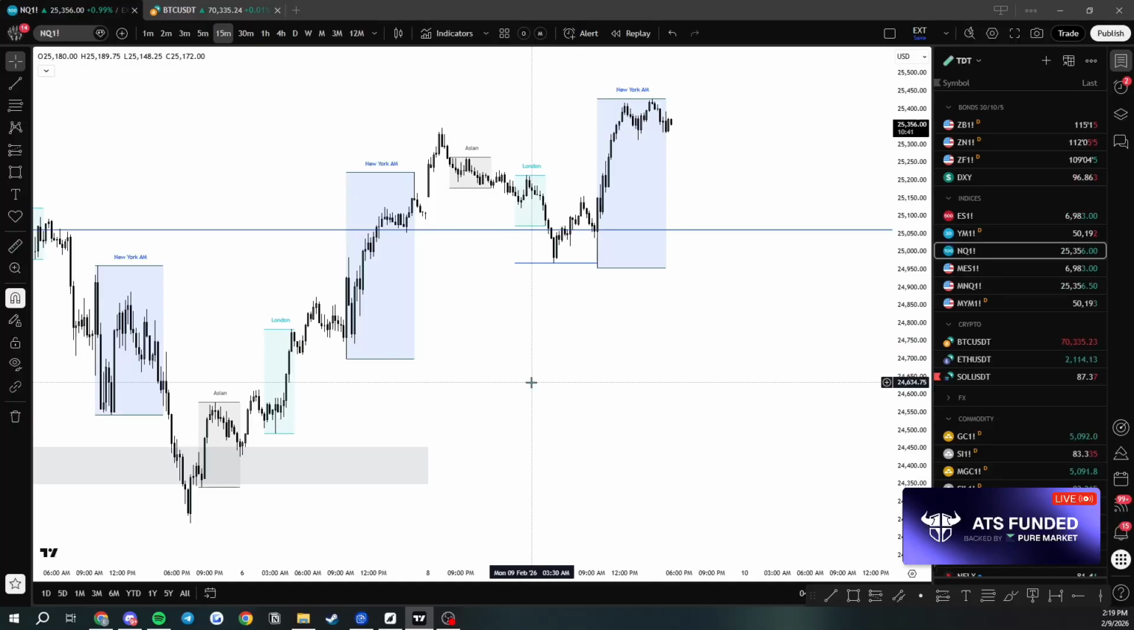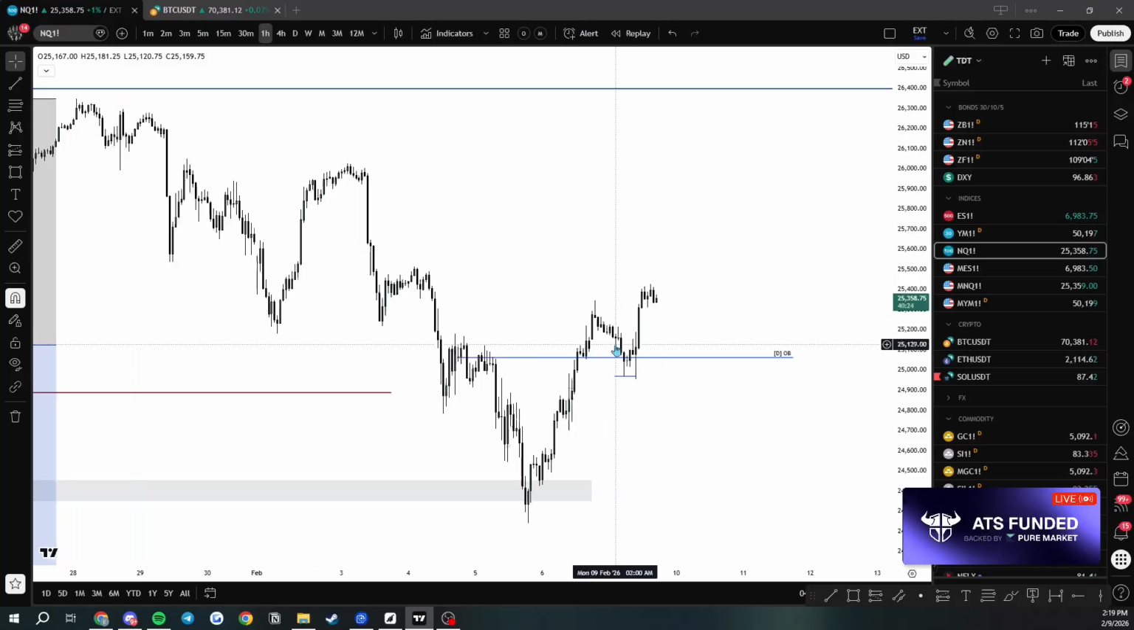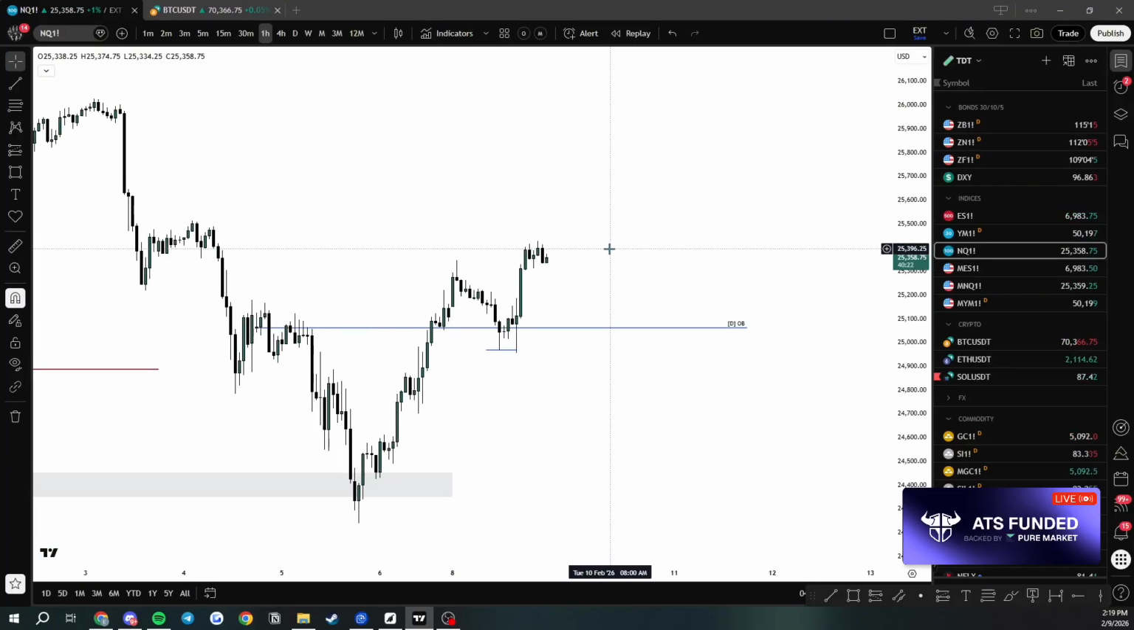So any questions about today's price action on NQ or that small new order block concept? Or is everybody on the same page? All right, cool. I will take that as everybody's on the same page.